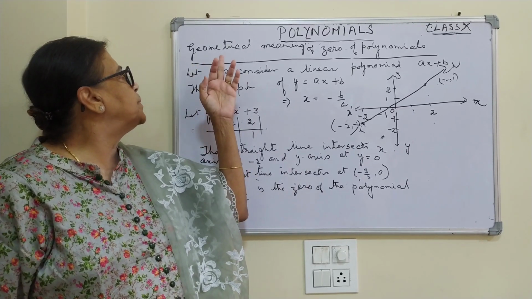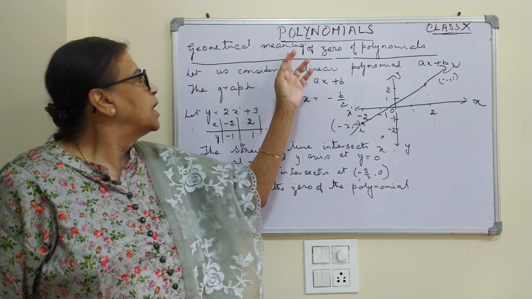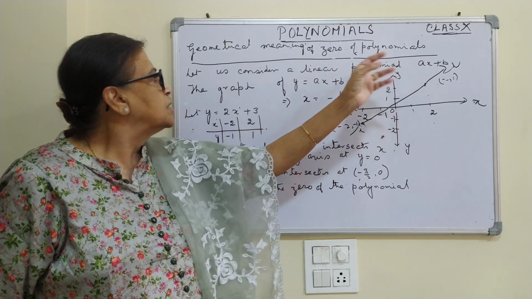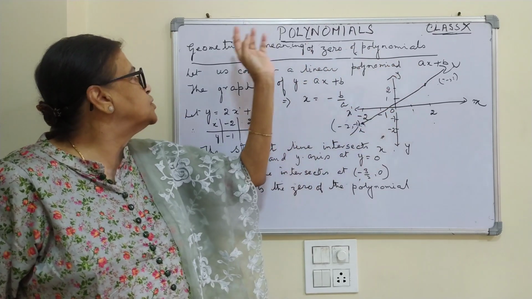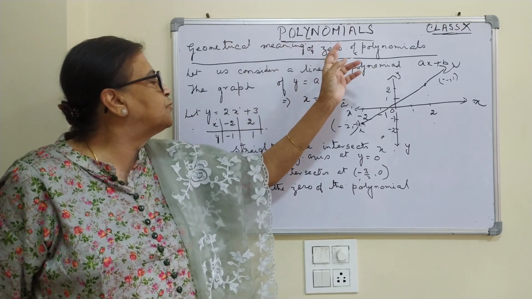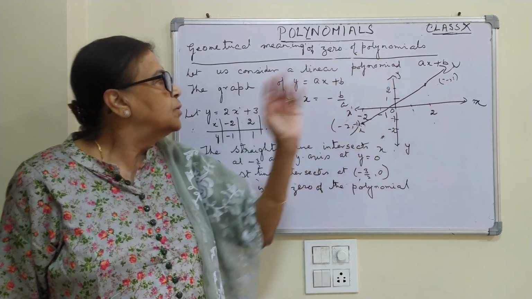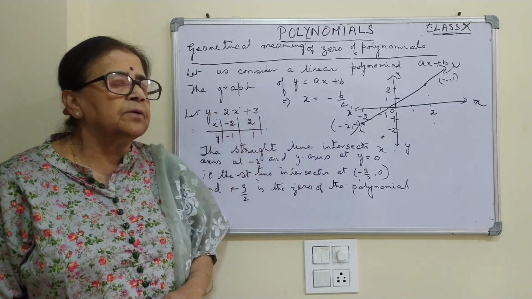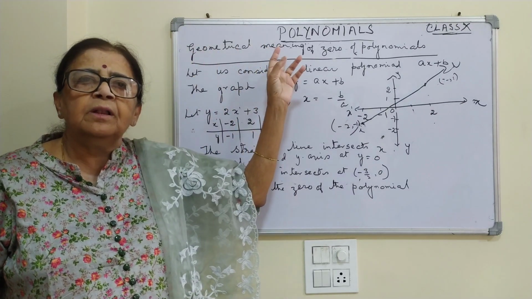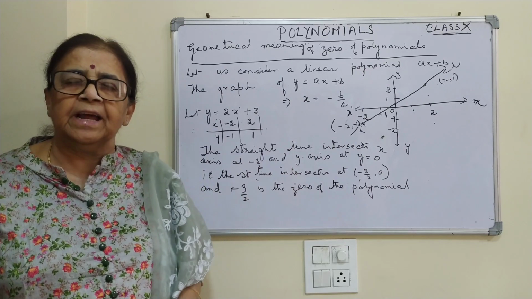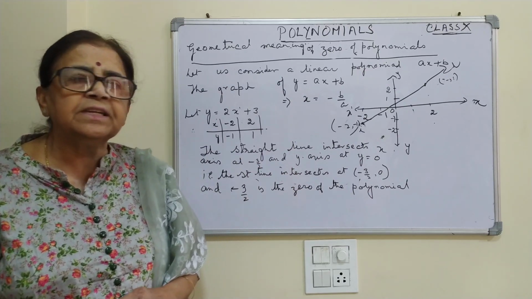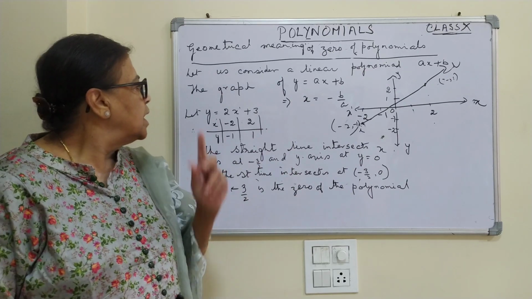Geometrical interpretation of a polynomial to find out the zero. That is the geometrical meaning of zero of polynomials. Today we are going to study that. Now when it is a linear polynomial, it represents a straight line, because its degree is 1.